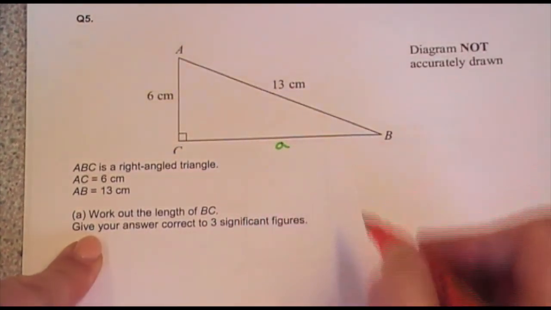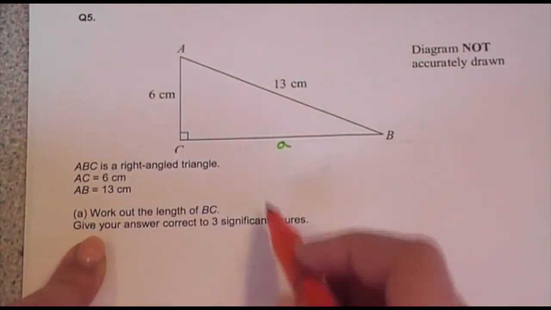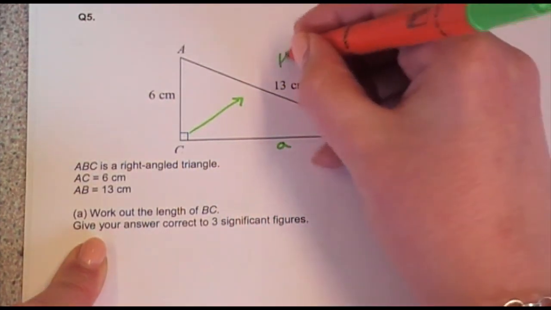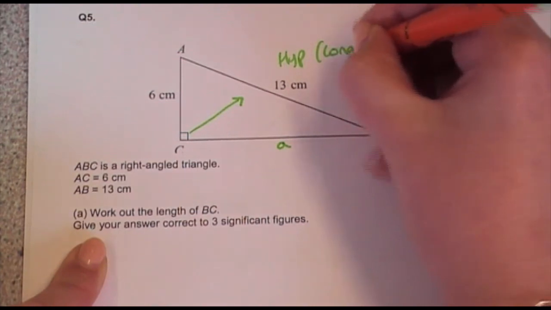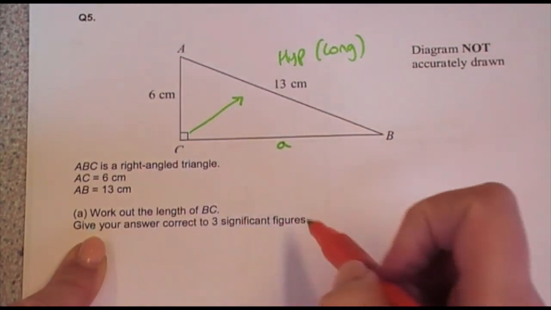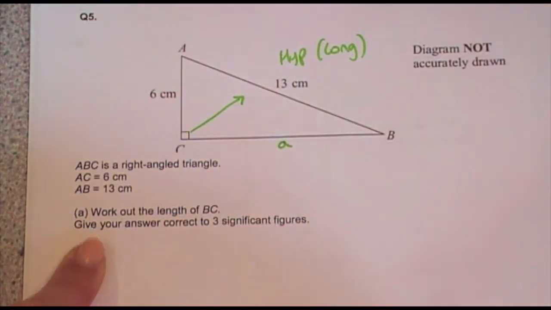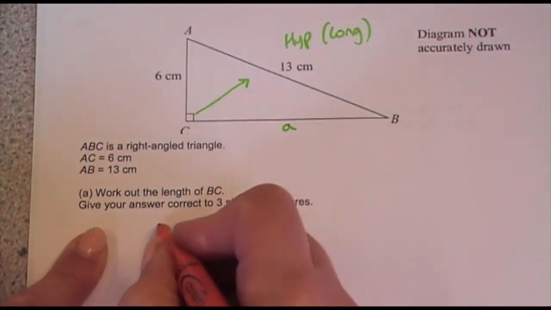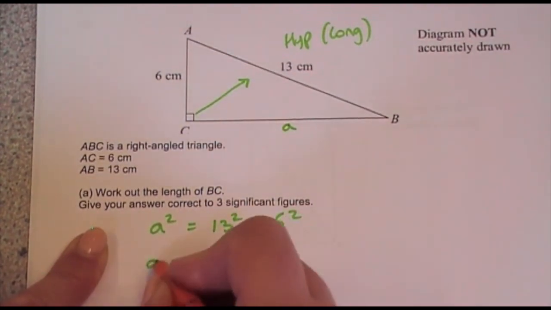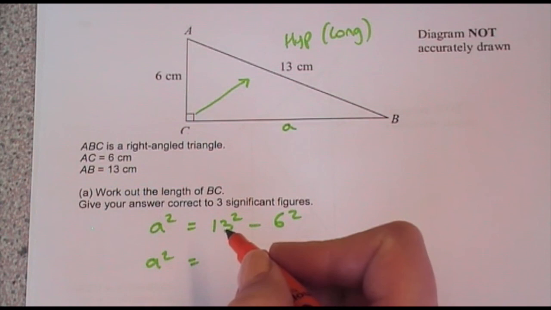All right, so this is what they want. They want the length of BC. And they want the answer to 3 significant figures. Now, in a right angle triangle, I know that the hypotenuse is always opposite the right angle, and that is the longest side. So I've been given the longest side. That means the side I have to find is one of the shorter 2. Therefore, that squared, take away that squared, is going to give me the square of BC. So A squared equals 13 squared minus 6 squared.